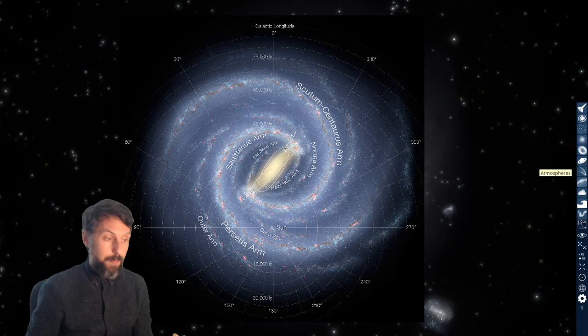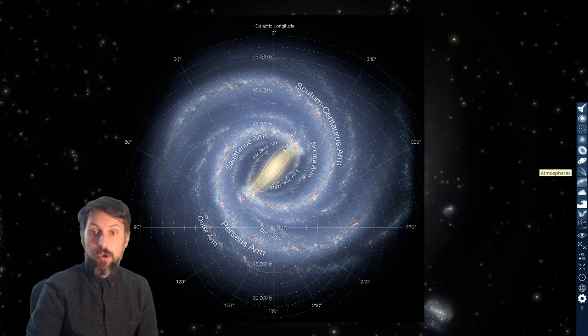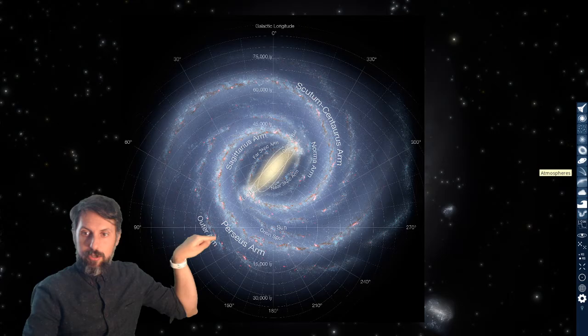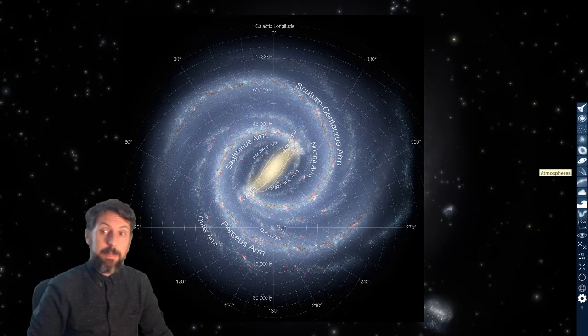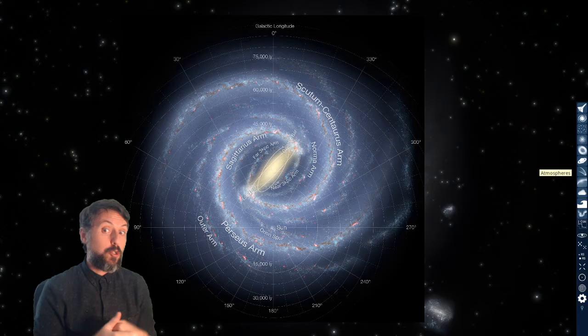And the sun is located right there. You can see where it says sun, a little bit to the right of this. So not in the center. We're not in the center. We're over in what's called the Orion-Cygnus arm, one of the many arms. Arms are dictated by the fact that they contain a bunch of stars. Obviously, there are stars between the arms, but they're not as dense.